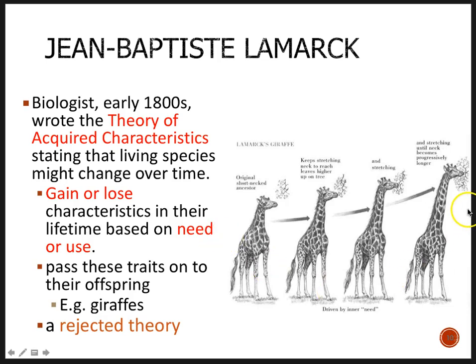The key important thing here to Lamarck is that this giraffe would then reproduce and have babies, and all those babies would actually be born with long necks because the parent stretched its neck because the parent needed to. Now you have to understand that this is a rejected theory. There is literally no evidence that this is how it works with giraffes.